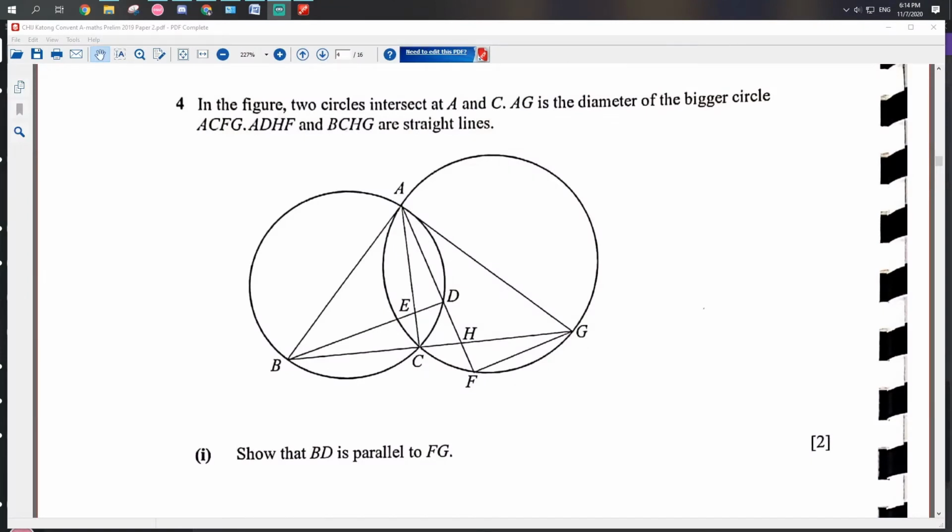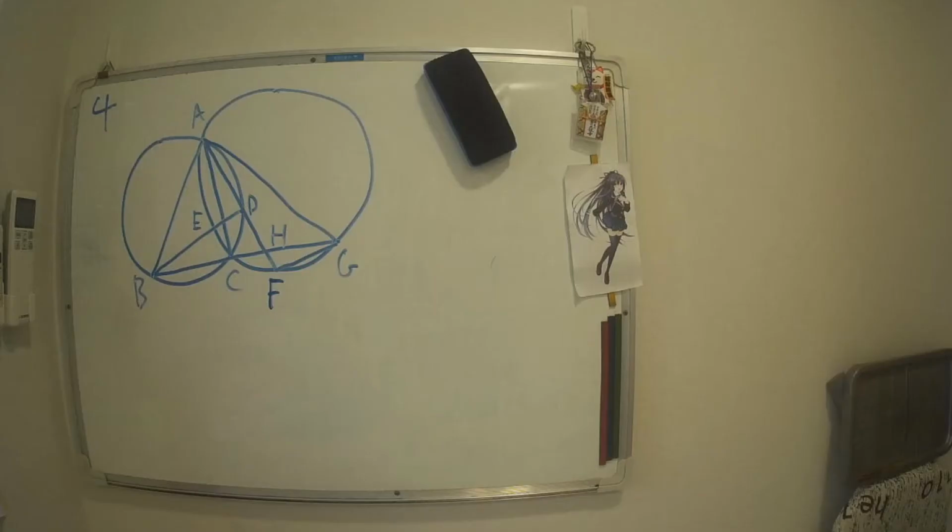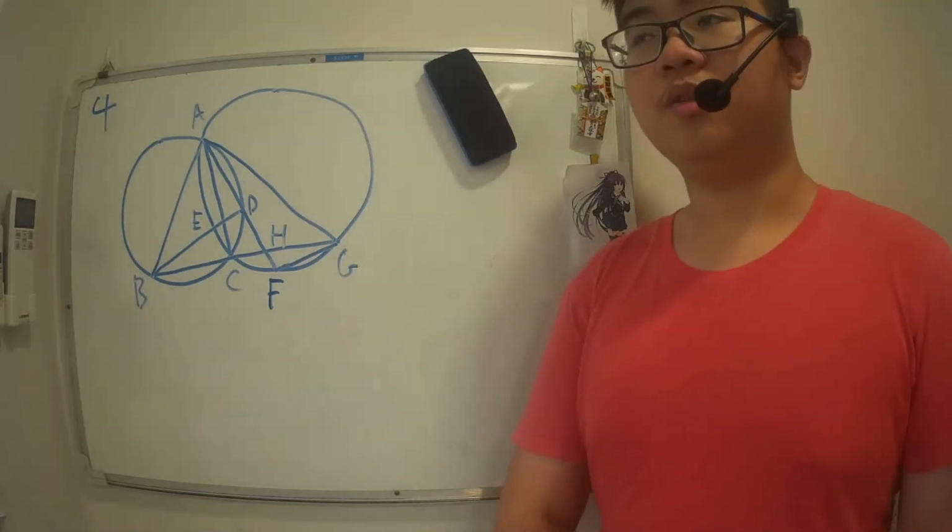Question 4. In the figure, two circles intersect at A and C. AG is the diameter of the bigger circle, ACFG. ADHF and BCHG are straight lines. So show that BD is parallel to FG. It's 2 marks, but I could not find a process that takes fewer steps. It's a pretty long one.